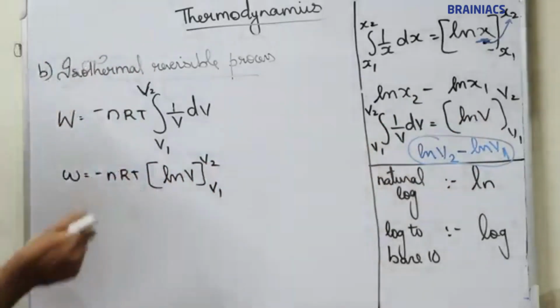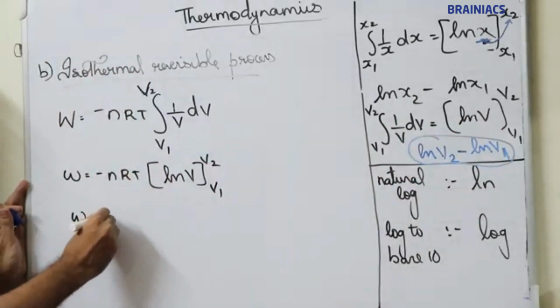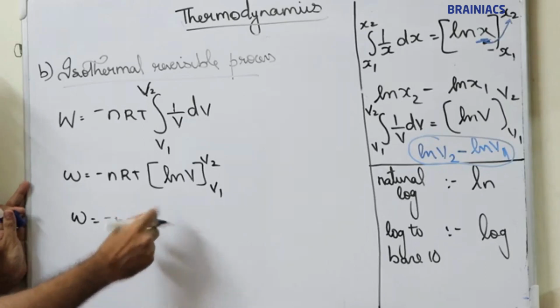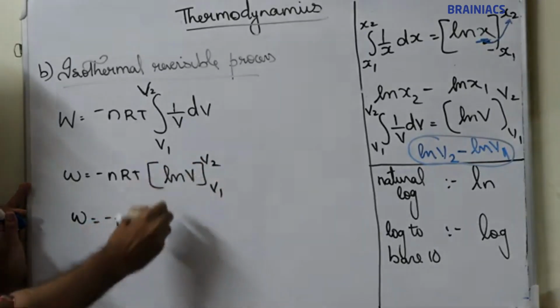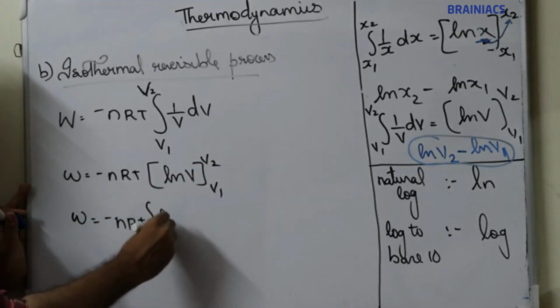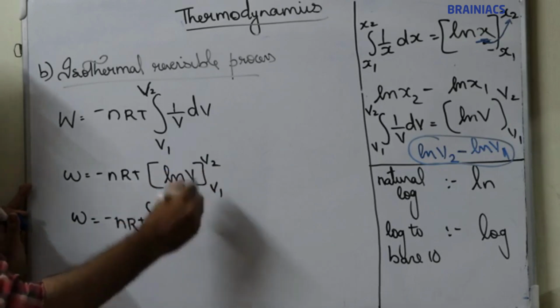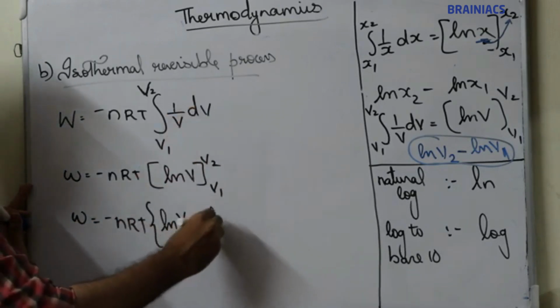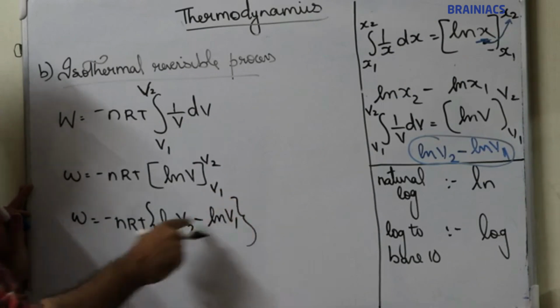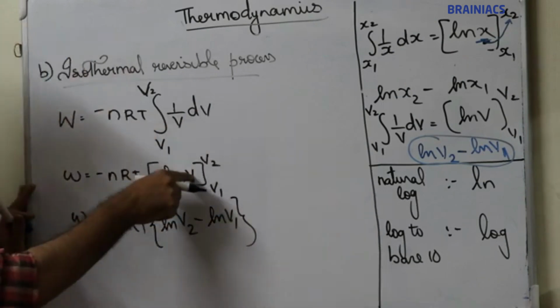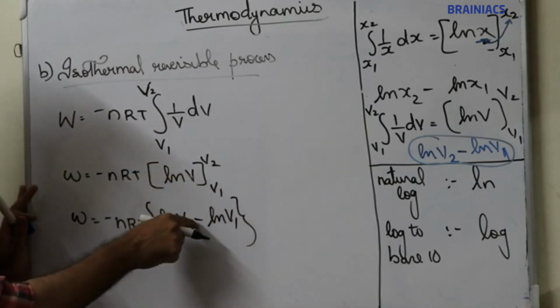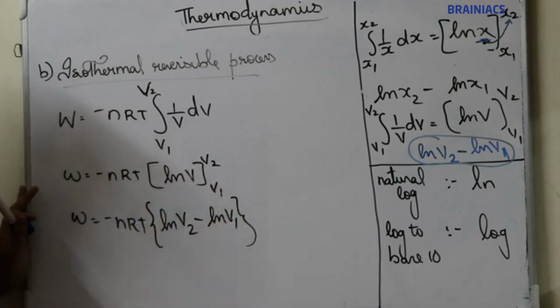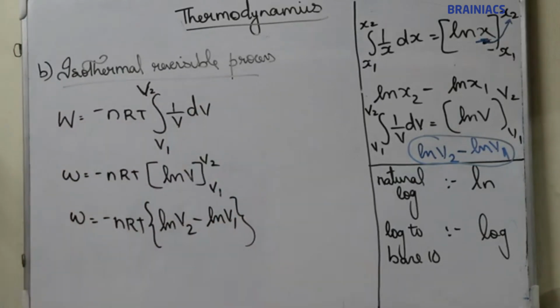So w is equal to minus nRT. I am putting the upper limit first, so you will get ln v2 minus the lower limit, ln v1, upper limit minus lower limit. First put the upper limit, then subtract, then the lower limit. I think it's clear till here. No doubts? Okay.